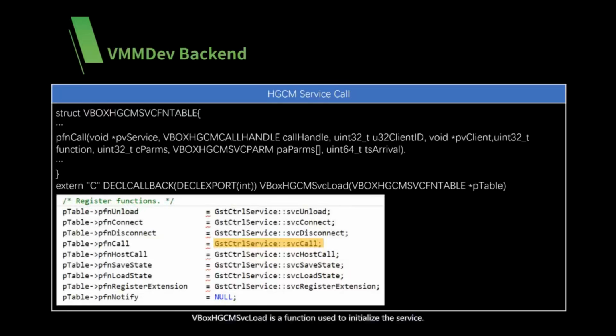VBoxHGCMSvcLoad is a function used to initialize the service. Each service contains this function. We can find all services through this function. In this function, the service is registered for the table object.